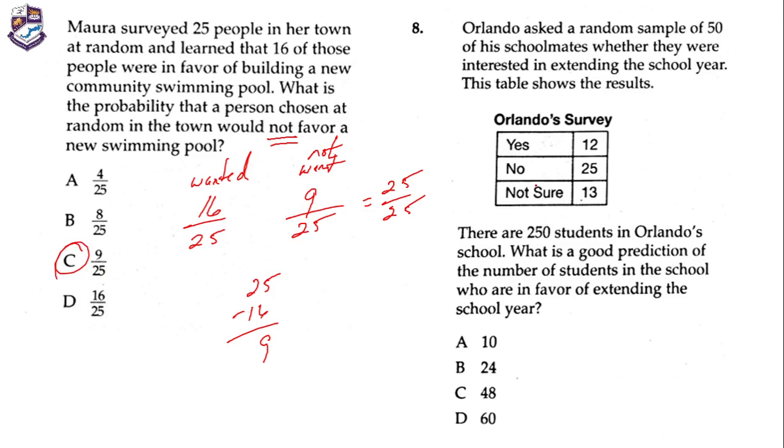All right, now we're going to look at another survey, and we're going to apply this to an entire population. So basically, Orlando surveyed 50 people about extending the school year.